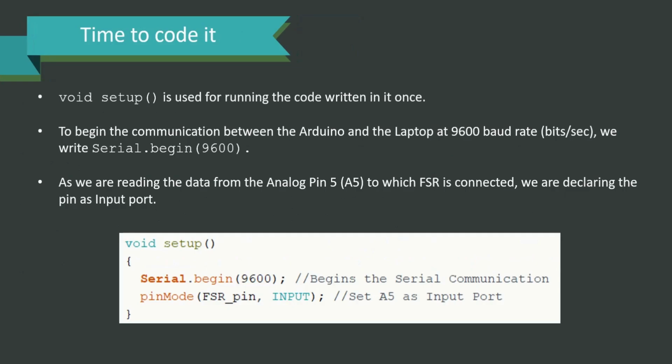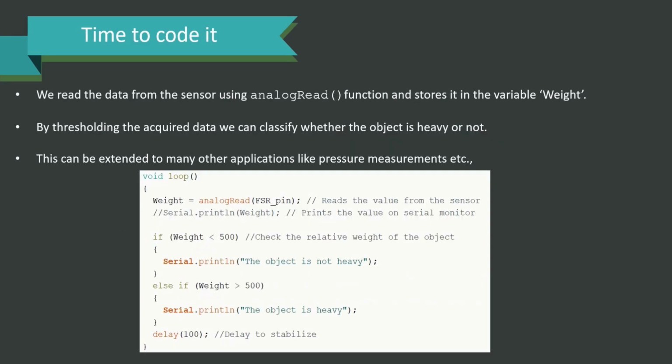The setup part has to be used to set the baud rate, and also to set the input port and output port details. To begin with the communication, we have set the baud rate as 9600. As we are reading the data from the analog pin 5 to which the FSR is connected, we are declaring the pin as an input port. We need to go to the loop part of it.